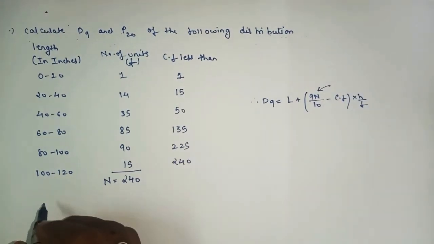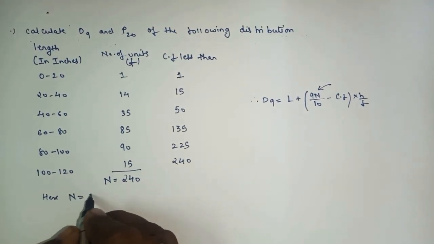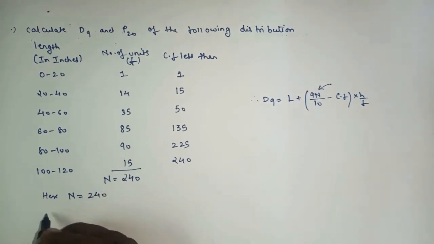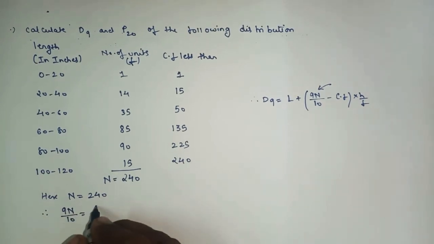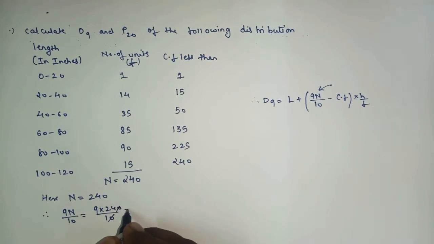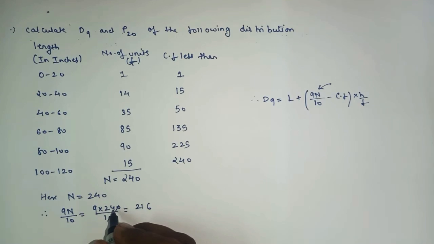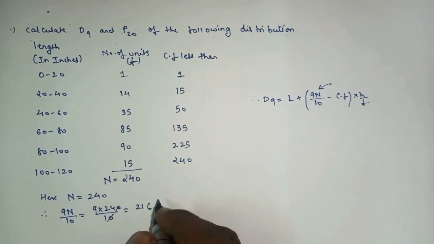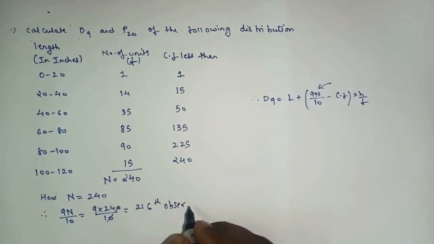So now here we'll write n equals 240, yes or no? Therefore 9n upon 10 is equal to 9 into 240 upon 10. So the 0 will get cancelled. 9 twenty-fours are 216. 9 fours are 36, 18, 19, 20, 21, so 216 is the observation, yes or no?